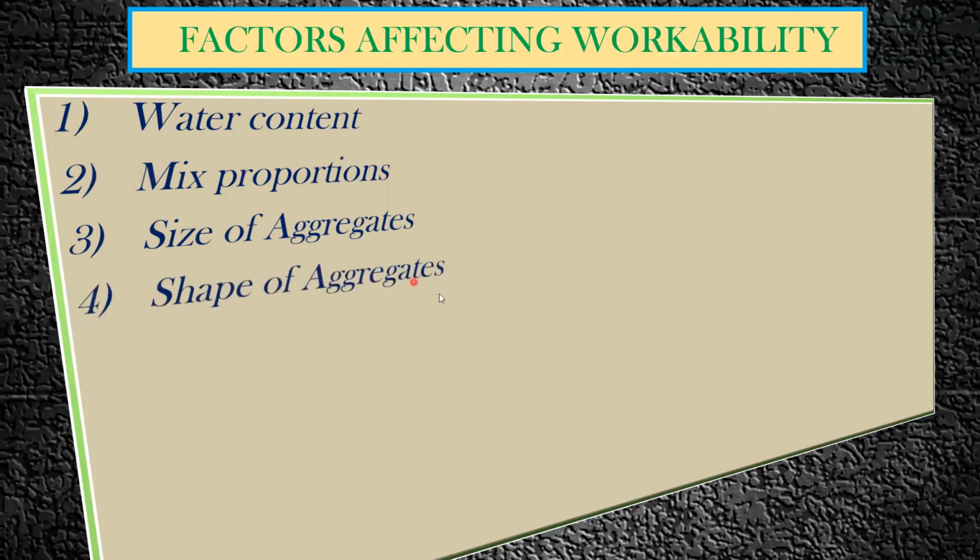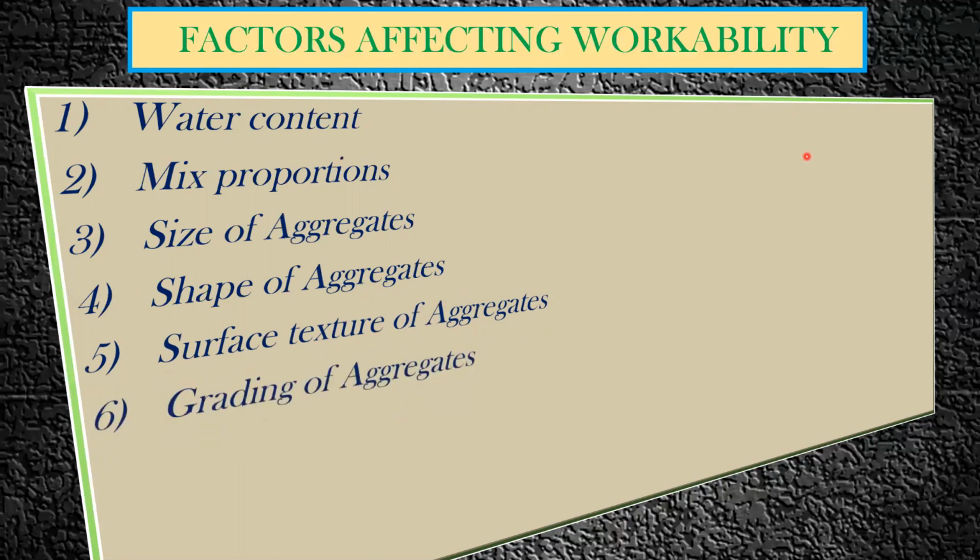The fourth is the shape of aggregate. We have seen that we have angular shape aggregate, we have flaky shape, we have elongated, and we have smooth shape, I mean the rounded shape aggregates, right? So that also affects my workability. The next one is surface texture of the aggregate. So we have a rough surface texture, and we have a smooth surface texture. So again, it depends what kind of surface texture you have. Based on that, your workability is going to get affected.